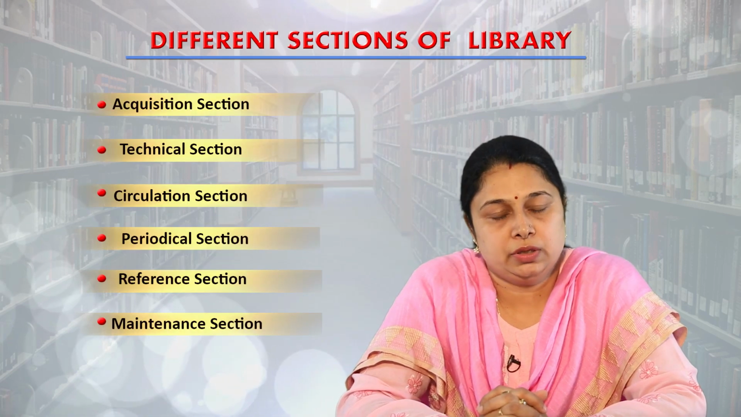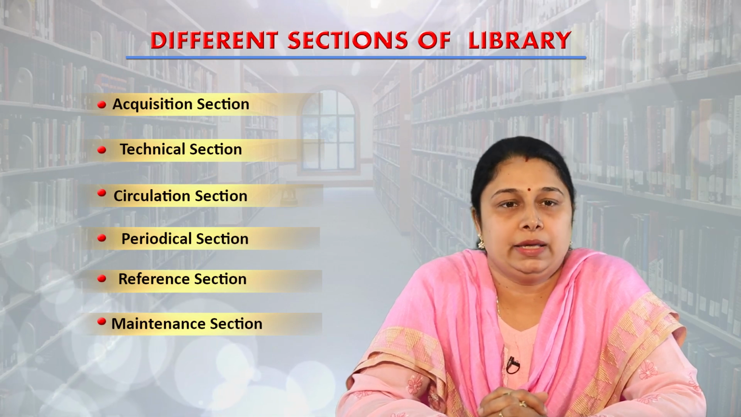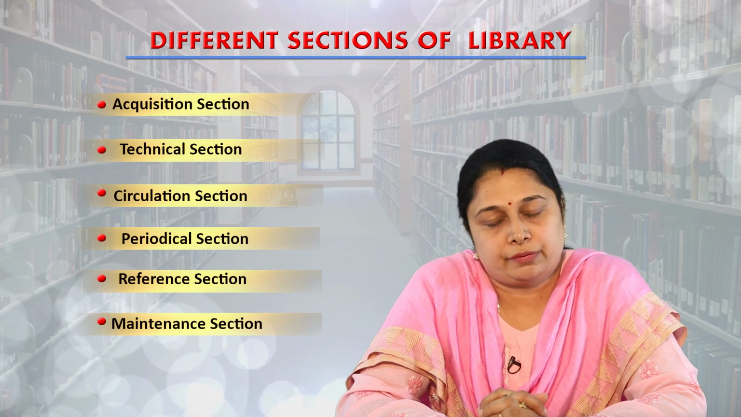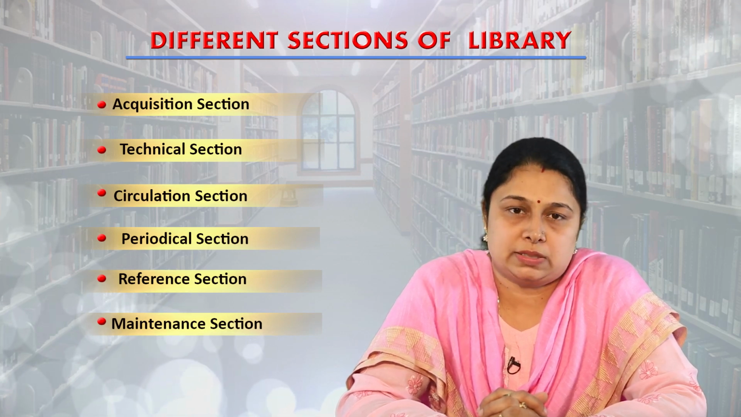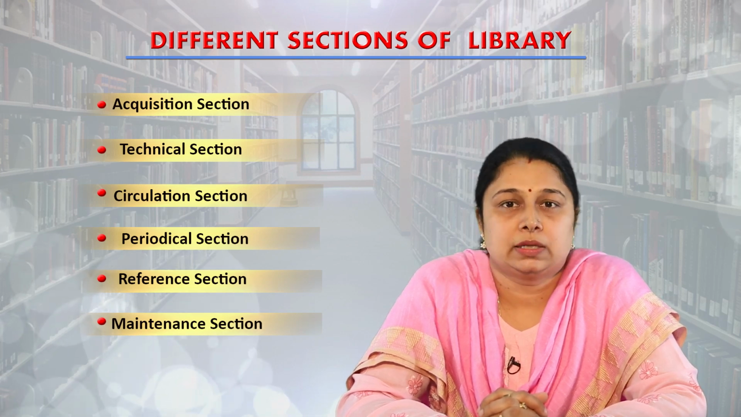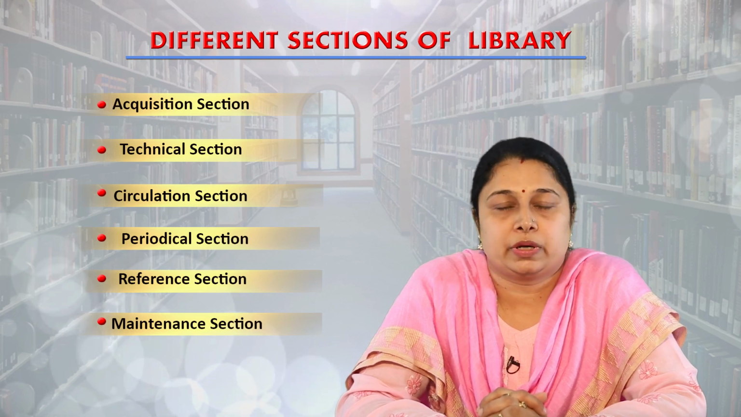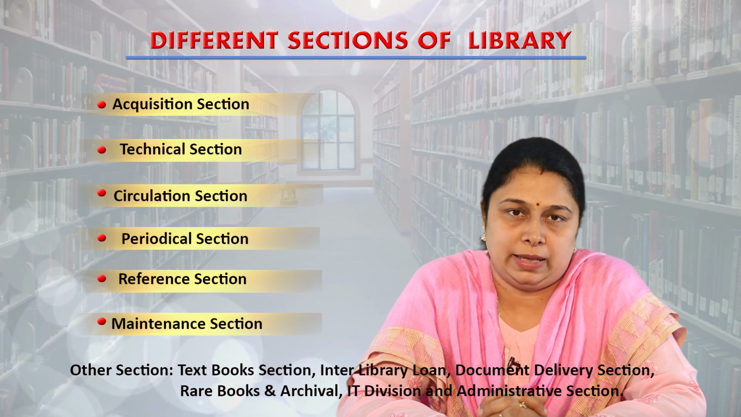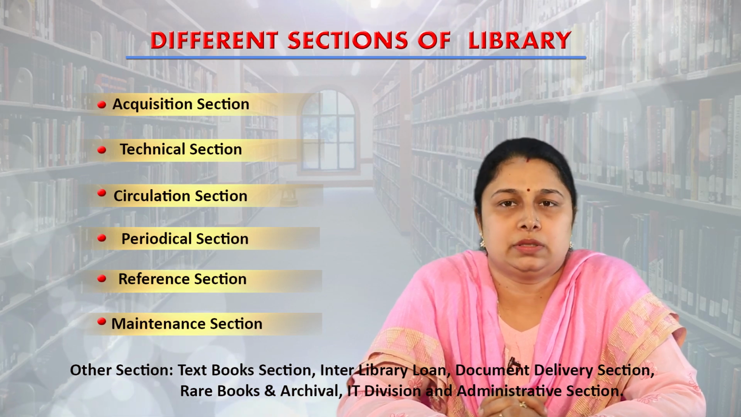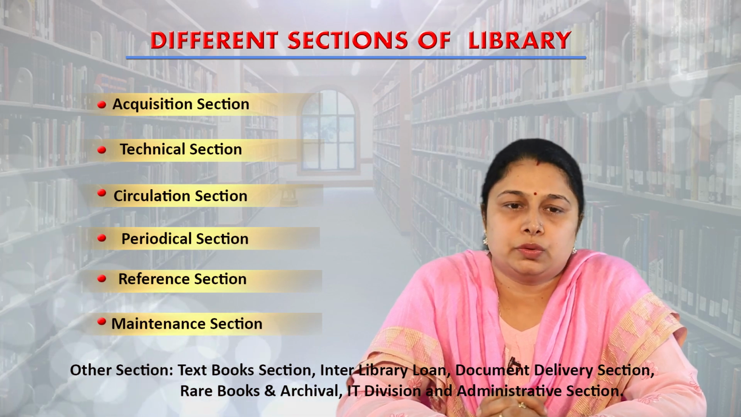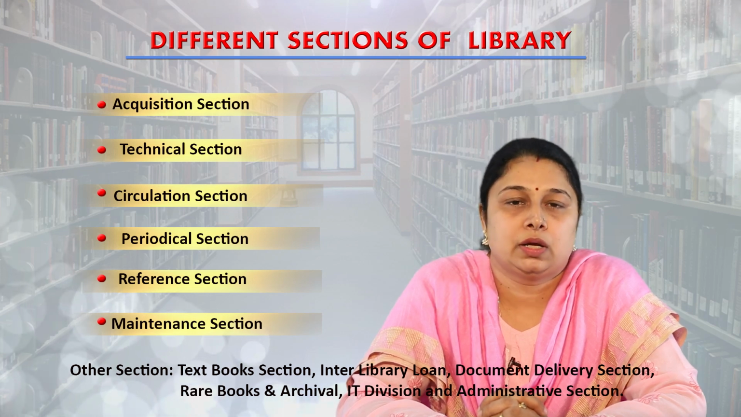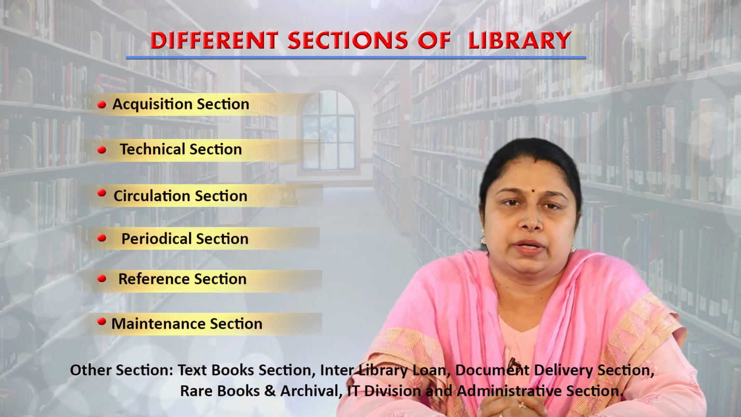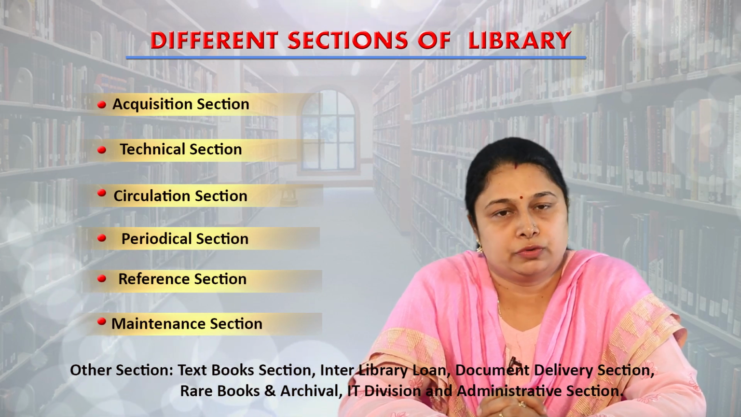These are the different sections we generally find in a library: acquisition section, technical section, circulation section, periodical section, reference section and maintenance section. These are the basic sections of any library, but these sections depend upon the type and size of the library. Apart from these, some other sections are also there in big libraries like university libraries, national libraries or special libraries. These sections include textbook section, interlibrary loan section, document delivery section, rare book and archival section, IT division and of course an administrative section to look after the administrative works of the library.